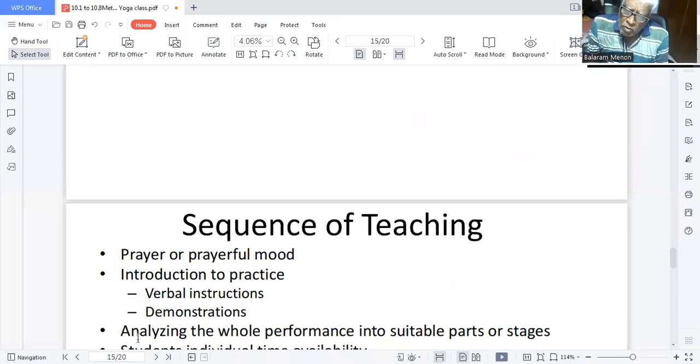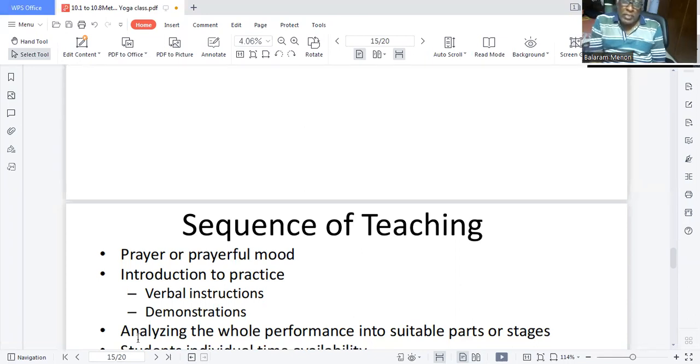Prayer or prayerful mode. Why do we start with the prayer? How do you define mantra? Mananat trayati iti mantra. That mantra, that prayer, which gives relaxation to the mind. Your mind is at a very poised stage, in a tranquil stage, where all the external thoughts of the previous day, or the office, or the domestic matters come to a standstill, and you get fully concentrated on the prayers.